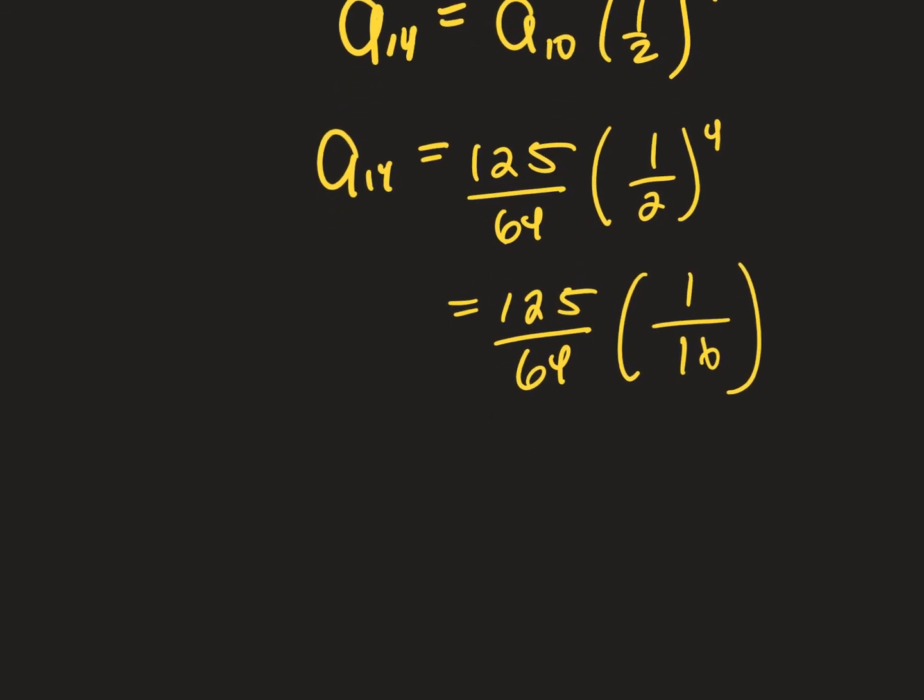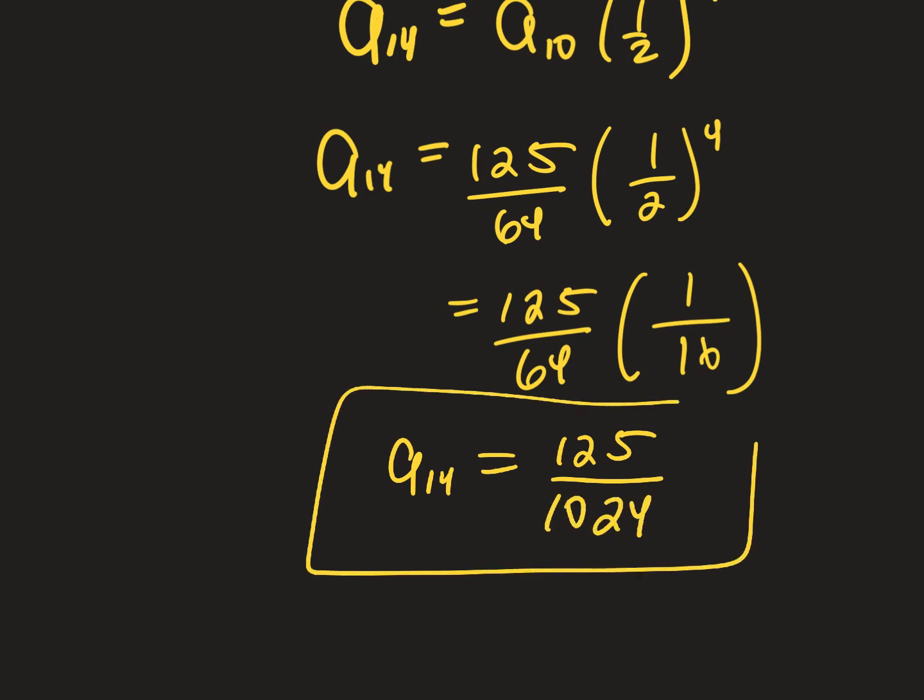And then we just multiply this. How do we multiply fractions? Multiply the numerator. 125 times 1 is 125. Multiply your denominator. 64 times 16 is 1024. And that is your 14th term.